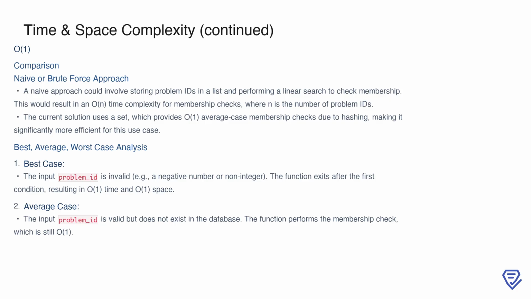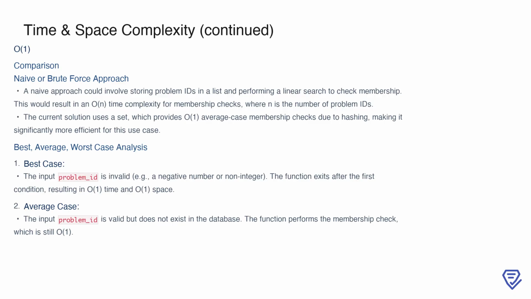A naive implementation might use a list to store valid problem IDs and perform a linear search to check membership. This approach would require O(n) time for each membership check, where n is the number of problem IDs in the list. However, by using a set, we leverage hash-based indexing to achieve O(1) average case membership checks, which is a significant improvement. Now considering the best, average, and worst cases, in the best case, the input problem_ID is invalid, such as a negative number or a non-integer.